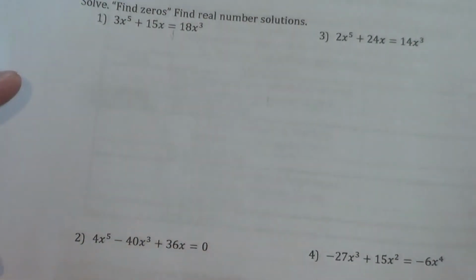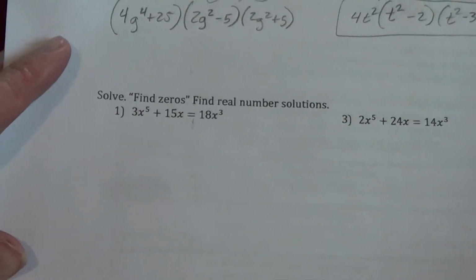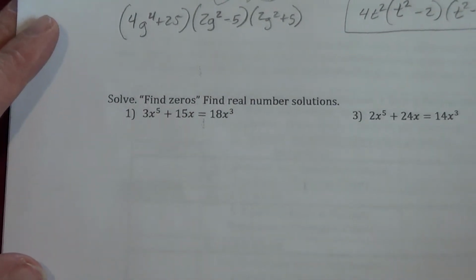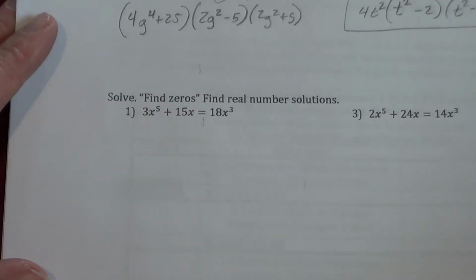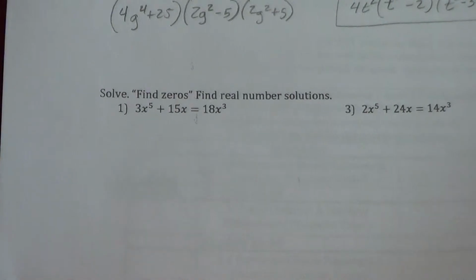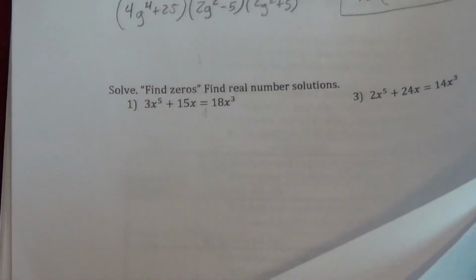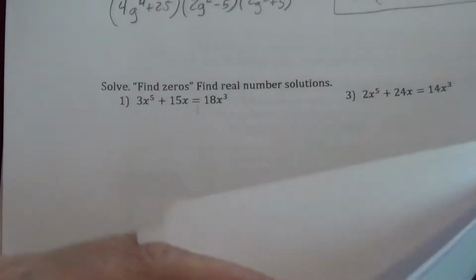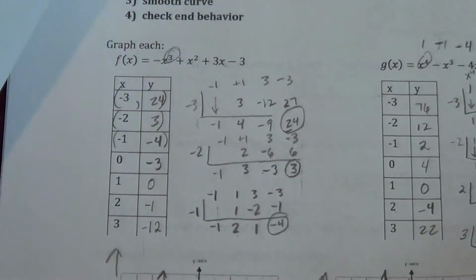Okay, this last section we're finding the zeros of a number solution. Now by finding zeros, what we're basically doing is looking at the eventual graph, just like we did in that first lesson. And we're finding zeros. Let me find the graphs right here.